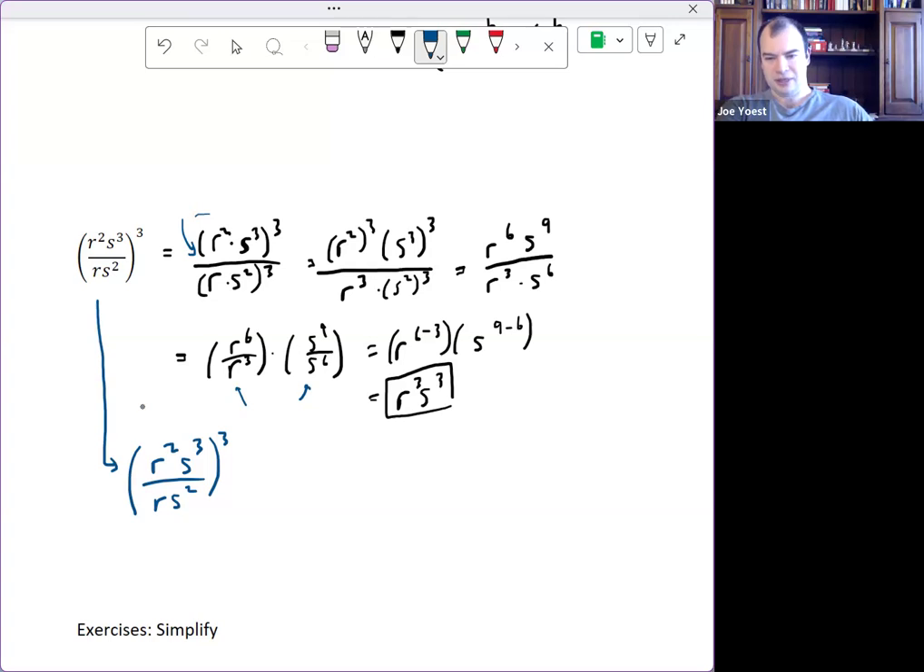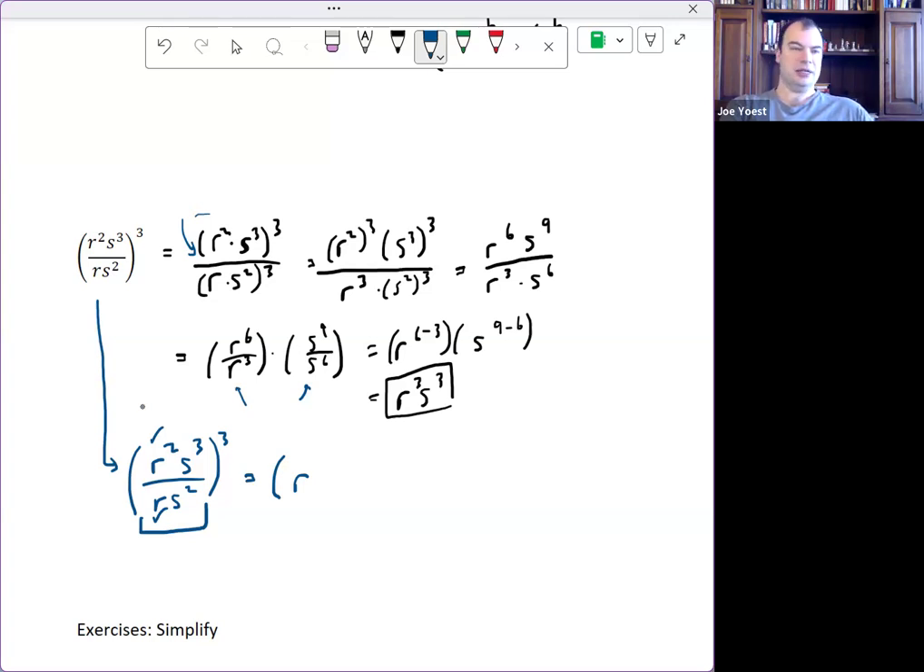Can I actually look at that before I start distributing my exponent? Can I look at this inside of the parentheses, this r squared s cubed all over rs squared? Does anything divide out here? Well, actually, yes, I get a decent bit of simplification here. R squared divided by r, that's r to the 2 minus 1 or r to the first power. So that takes care of the factors of r in both the numerator and denominator. Just r to the first power is all that's left over.